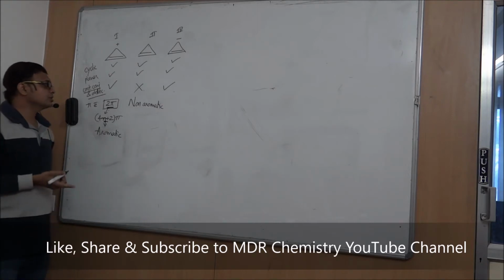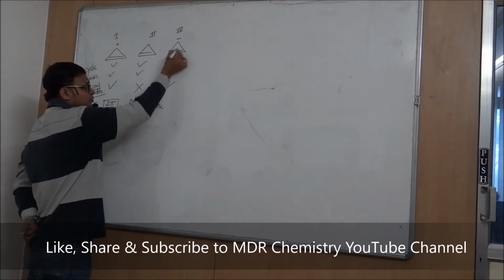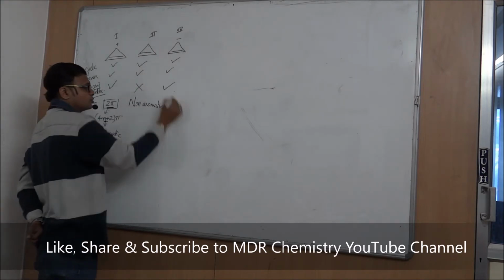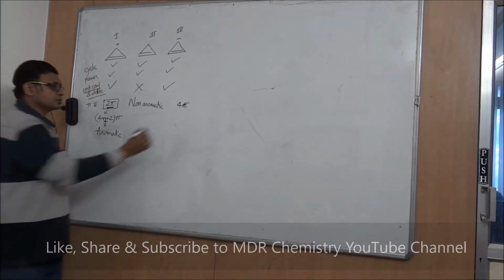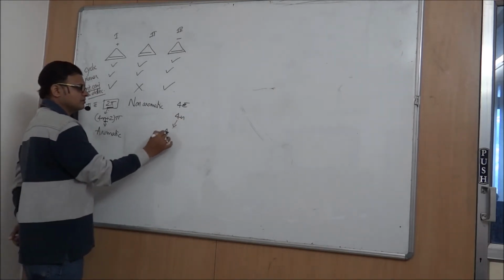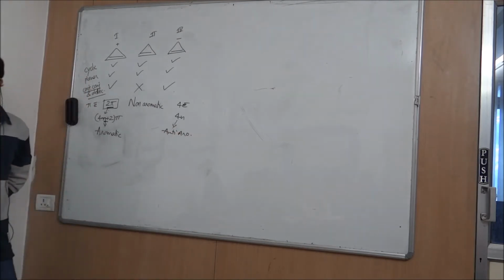What about the third one? Everything is there. Total number of pi electrons: for the minus charge, 2 electrons; double bond, 2 electrons. So total 4 electrons, divisible by 4. So it is a 4n system, and a 4n system is an anti-aromatic system. Over.